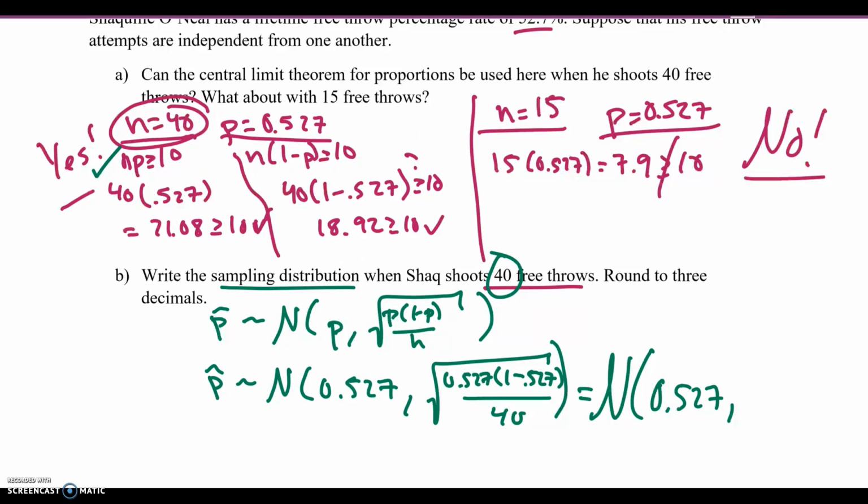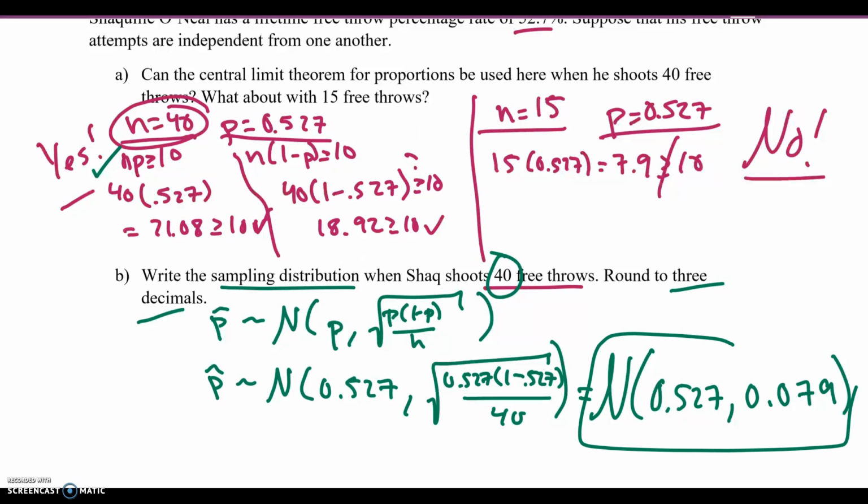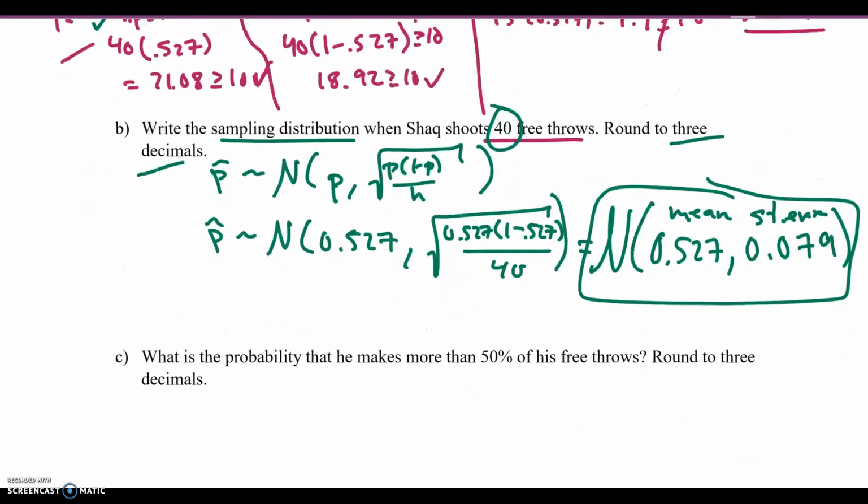Okay, and my answer is going to be 0.079 because I wanted to round it to 3 decimal places. Okay, all right, so now this is the only thing that I'm looking for, because now I know what the mean is, and I also know what the standard error is. So now that I have that, let's do part C.